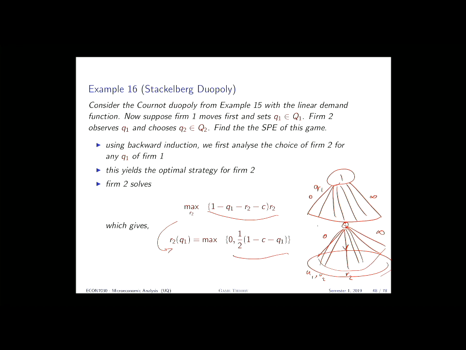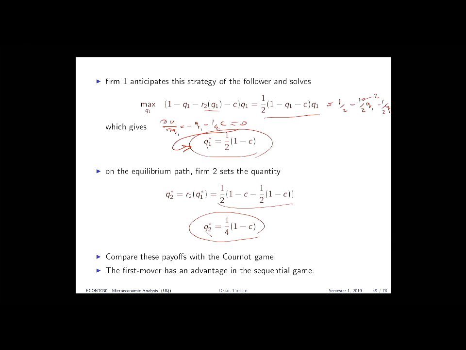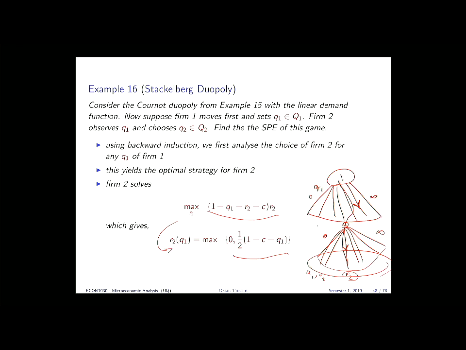So, in other words, when I found the R2, I'll put it into the other firm's profit function and maximize, and then I find, for instance, this as the best response. And if you go through that direction, it will give you these two quantities. Okay? So, this is Q1 star, and this is Q2 star.